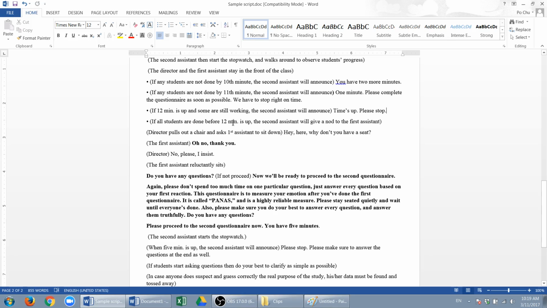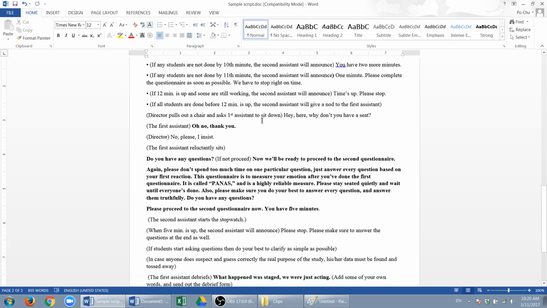Actually, 12 minutes should be more than enough. We tested that already. Most people get done by 5 to 8 minutes. Usually you test it yourself first, and make sure you give them plenty of time. If all students are done before 12 minutes, our second assistant will give a nod to the first assistant. So we have measured their benevolent sexism already.